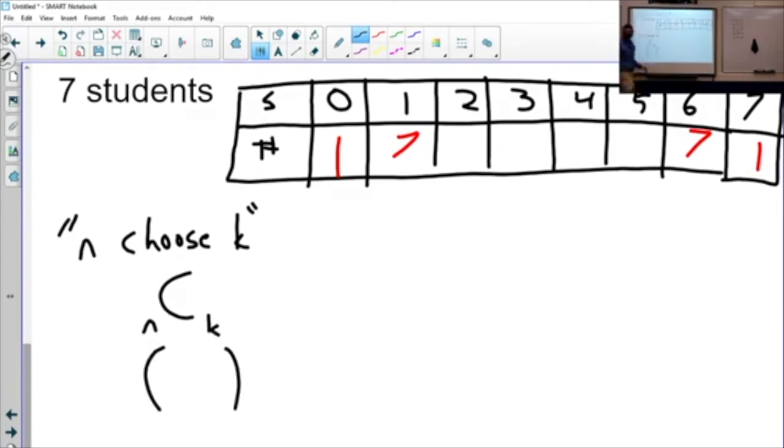The book and the formulas we're going to use this notation. And another day, we'll talk about what the actual formula is for figuring out what N choose K is, because the numbers can get really big really fast. Already at 7, these numbers are pretty big.